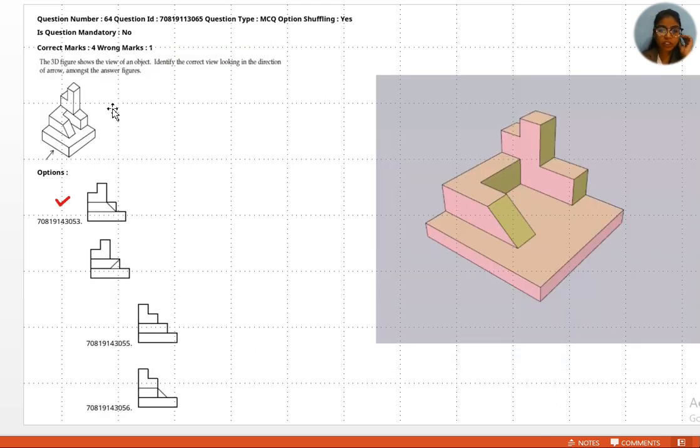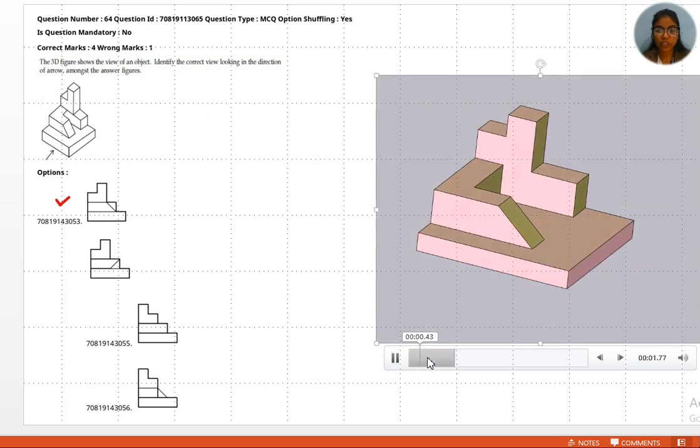So coming to the next question. The 3D figure shows the view of an object. A perspective view is given to you in the question. What you have to do is identify the correct view looking in the direction of the arrow, amongst the answer figures. So this is the image given to you. Now let's look at it from the direction of the arrow.